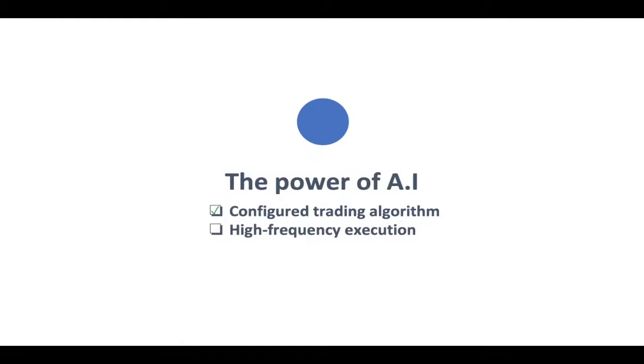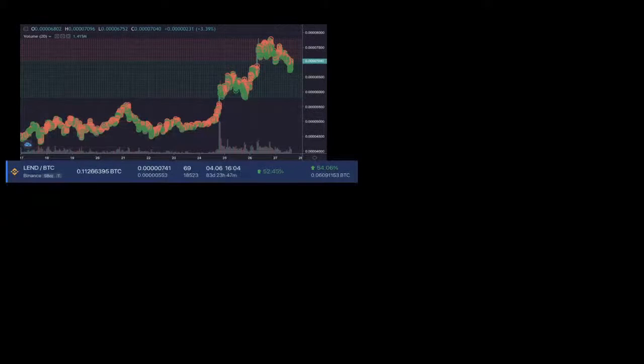So with the implementation of artificial intelligence in our systems, we've enabled bots to execute trades at the currently highest possible frequency rate. So you see that's the LEND trading to Bitcoin. You see the chart, you see all of the trade executions where green circles represent buy orders, and red circles represent sell orders.